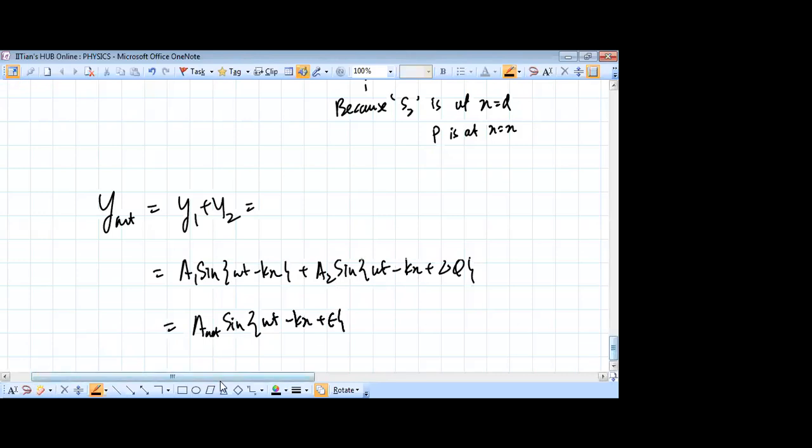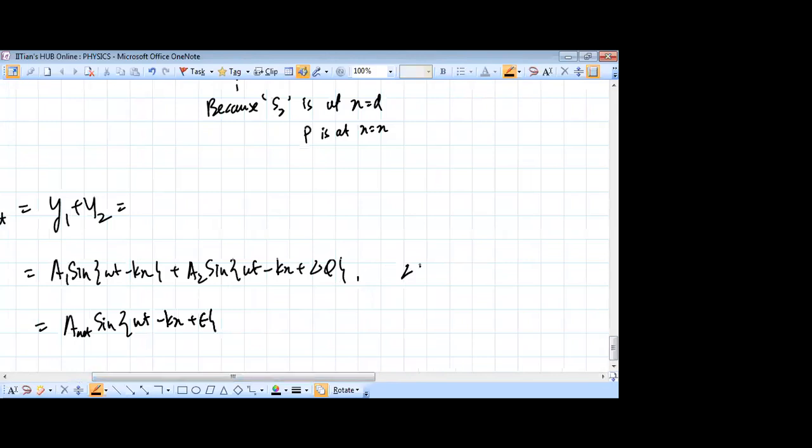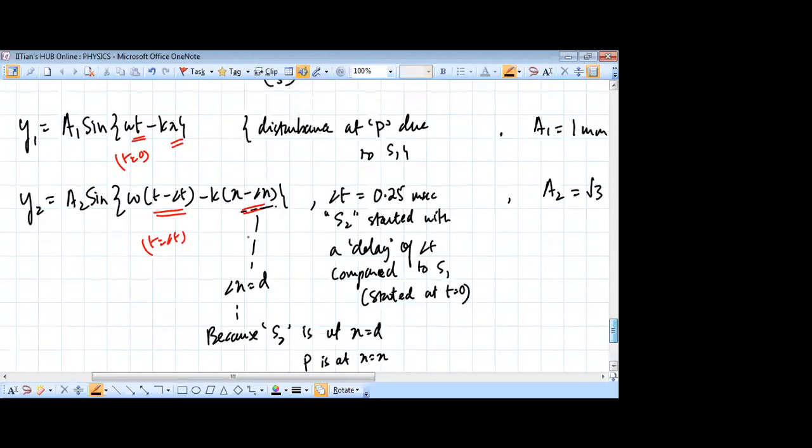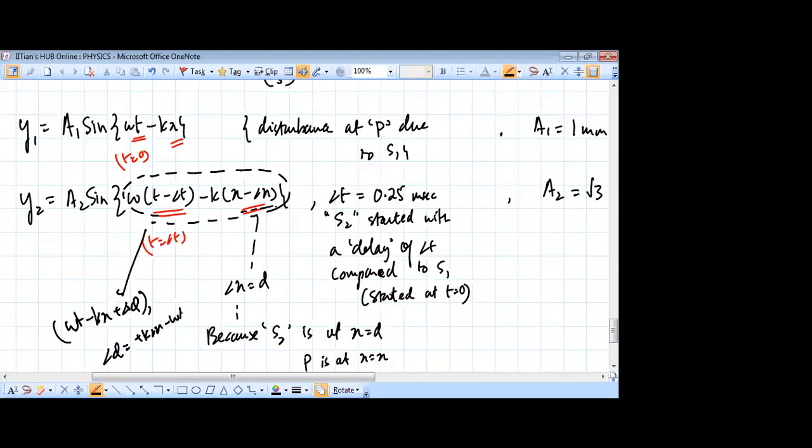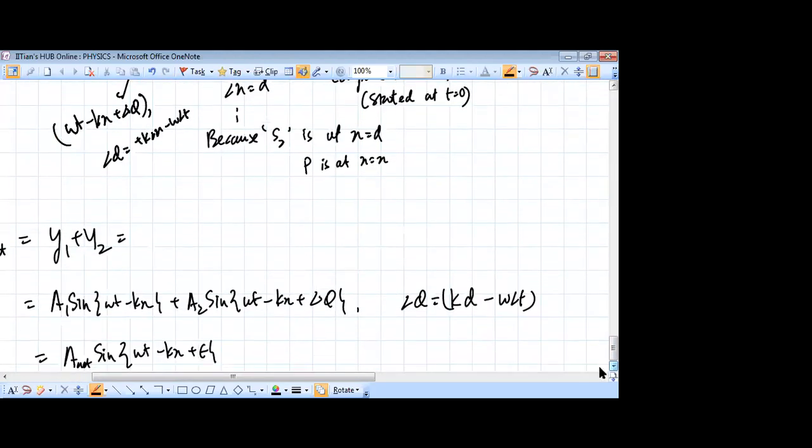Okay, so let's see. Here, by comparison, above you could see that delta phi was equal to how much? It was equal to k d minus omega delta t. If you just open up this term, it can be written as omega t minus kx plus a certain phase term, where that phase term will become plus k delta x minus omega delta t. So now let us substitute the values.